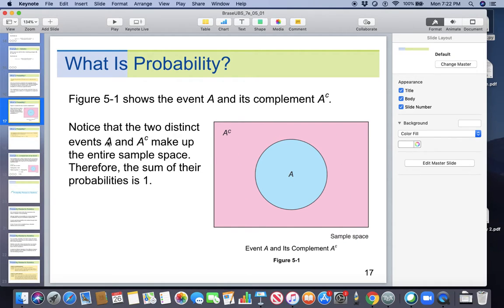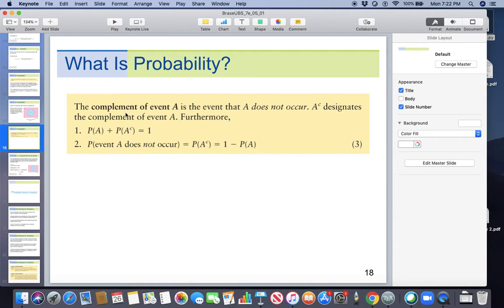Notice that the two distinct events A and A complement make up the entire sample space. Therefore, the sum of A complement and A together is 1 because sample space is everything here. In other words, the complement of event A is the event that A does not occur. A complement designates the complement of event A. Moreover, probability of A plus probability of A complement is 1.